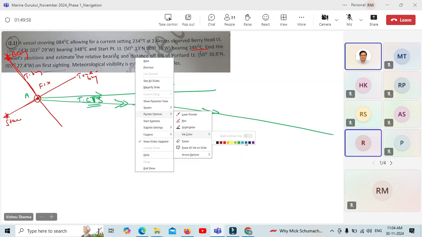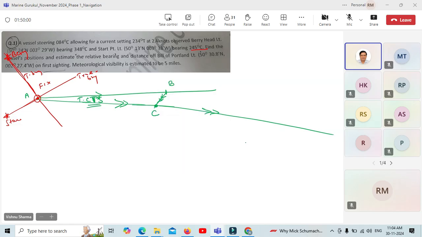So do you agree with me? If nothing changes, the ship will be somewhere on the blue line all through. Yes or no? Tell me. Yes, sir. Correct, guys? The vessel will be on the blue line all through. Yes or no? Please tell me. Yes, sir. Now, you will find the Bill of Portland first sighting range.